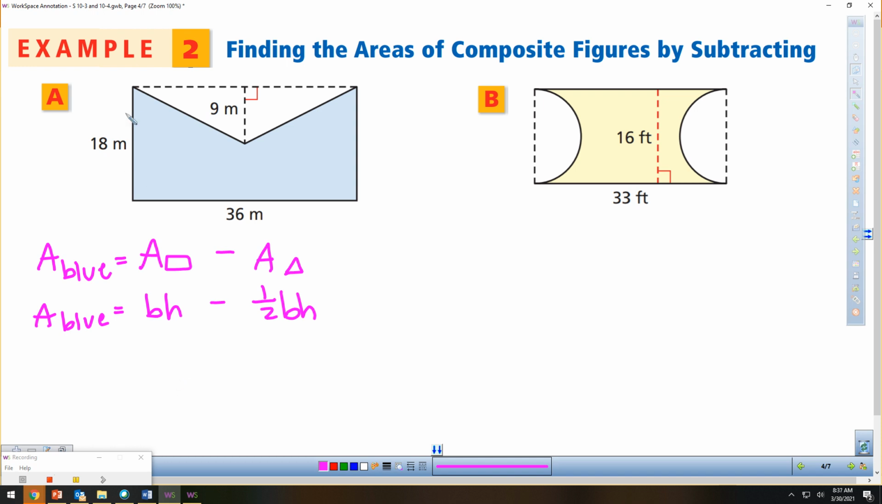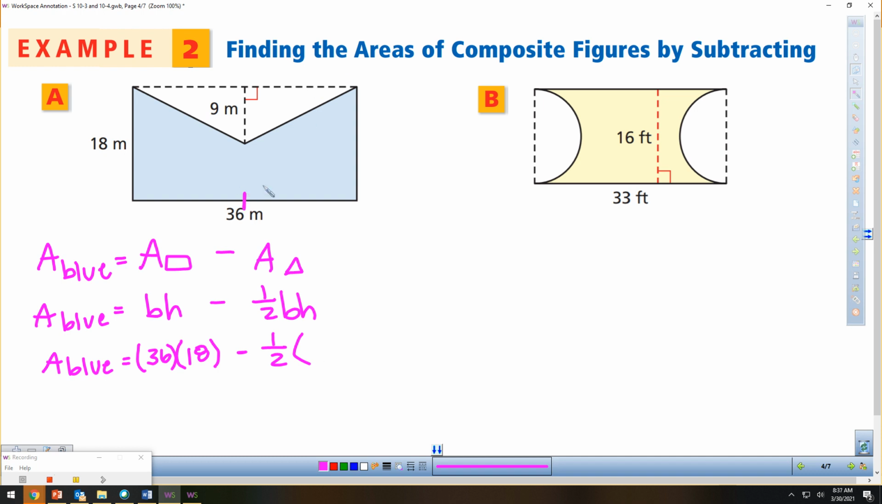No, because you're forgetting this 18. All right, so the area of the blue. The base of my rectangle is 36. The height of my rectangle is 18, minus 1/2. What is the base of my triangle, guys?